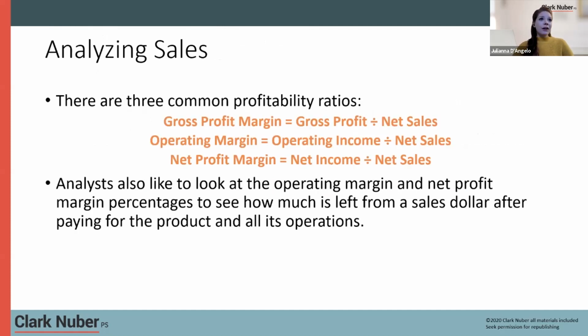So that one rolls into the three common profitability ratios: the gross profit margin, which is gross profit divided by net sales; the operating margin, which is operating income divided by net sales; and then the net profit margin, which we just talked about, which is net income divided by net sales. The analysts also like to look at operating margin and net profit margin percentages to see how much is left from a sales dollar after paying for the product and all of its operations.